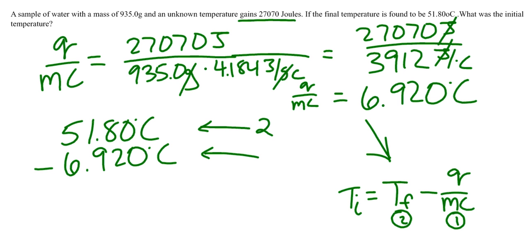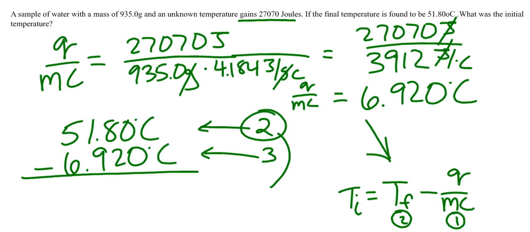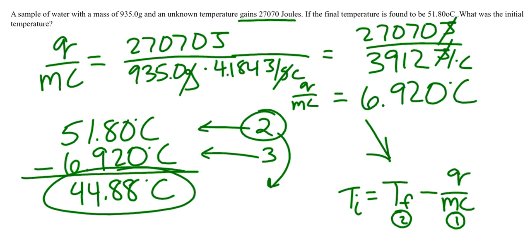I have 2 numbers on the right of the decimal here. I have 3 numbers on the right of the decimal there, which means my final answer needs to have 2. So, when I do this subtraction, I end up with 44.88 degrees Celsius. Again, does this make sense? If it started at 44.88 and I gained energy, that means my temperature must have gone up, and it went up to 51.8.